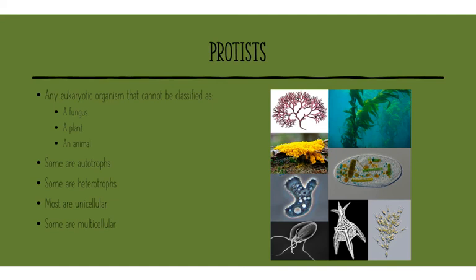So protists are anything that cannot be classified. Protists are anything that cannot be classified as a fungus, as a plant, or as an animal. So what we're seeing here in this picture is organisms that can't be classified as either a fungus, a plant, or an animal. So these are different types of protists here in this picture.